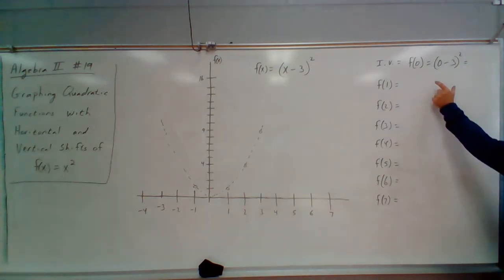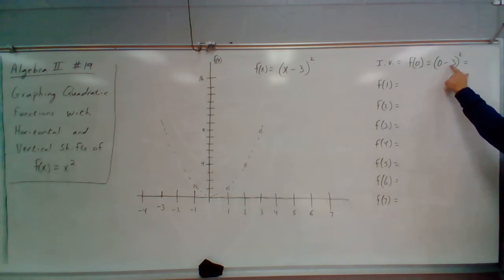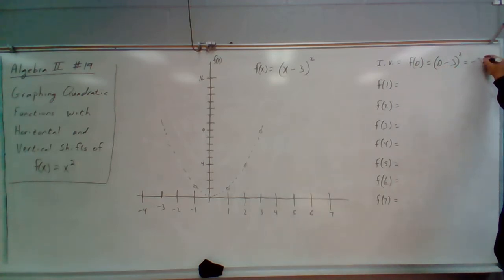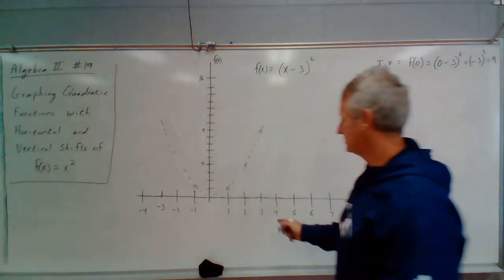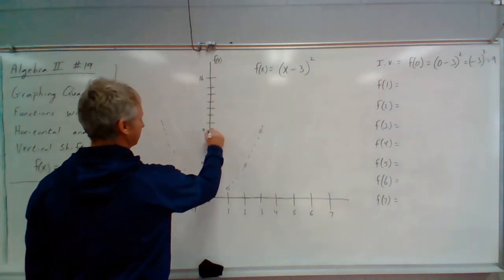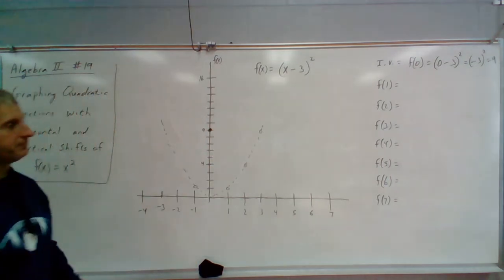So we've got to do what's inside the parentheses first. 0 minus 3 is negative 3. Make sure you've got the parentheses around the negative 3 squared. Negative 3 squared is 9. So if I plug a 0 into this function, I get 9.